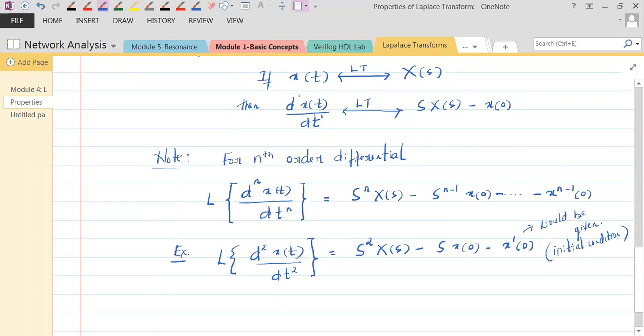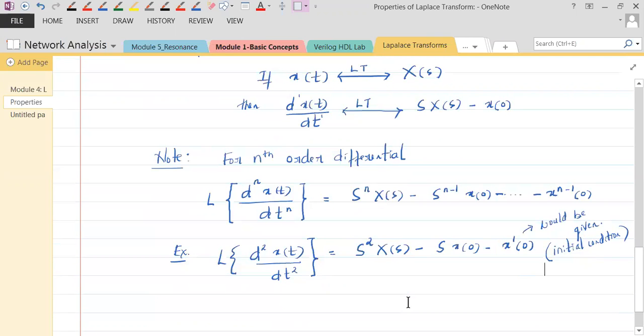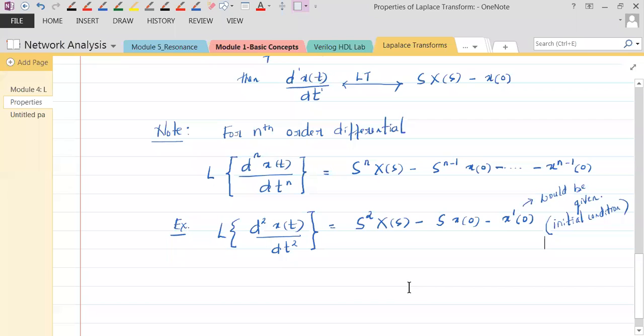Fine. So it would be given to you, not to worry. So this is what we are supposed to be doing if we are asked to find out the Laplace transform of a time differentiated signal. That differentiation could be first order differential or the second order differential or the third order differential. This is how the things go. Everybody understand this?